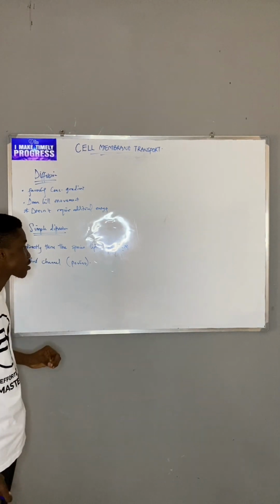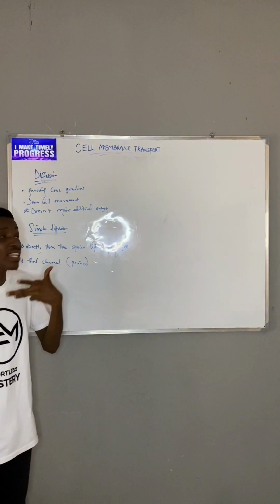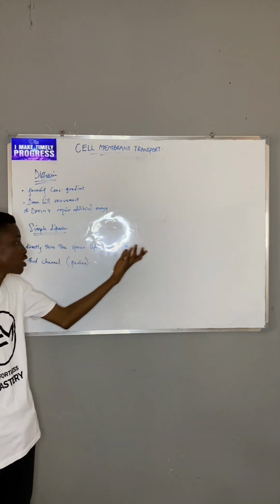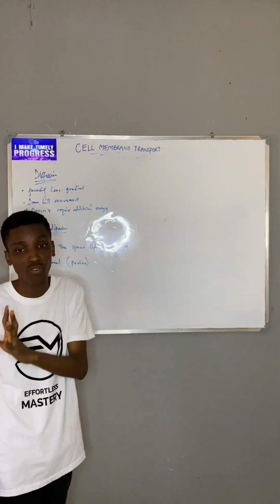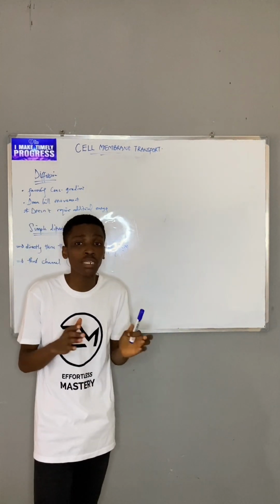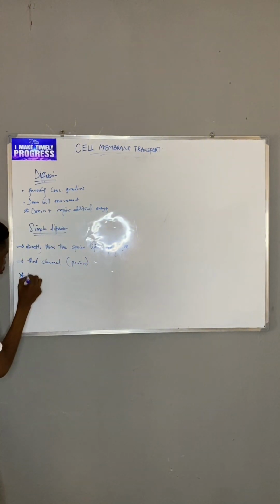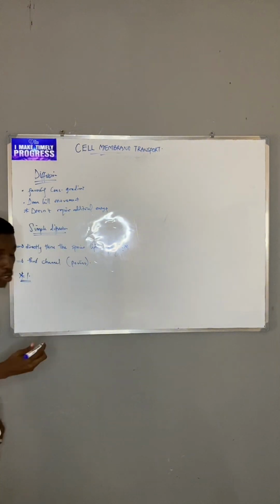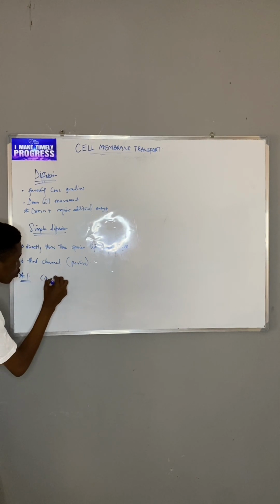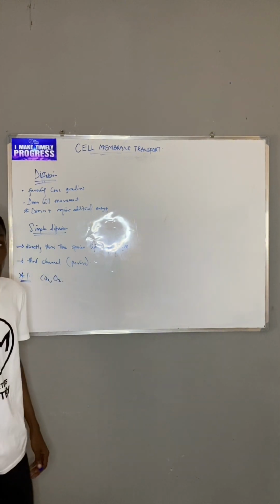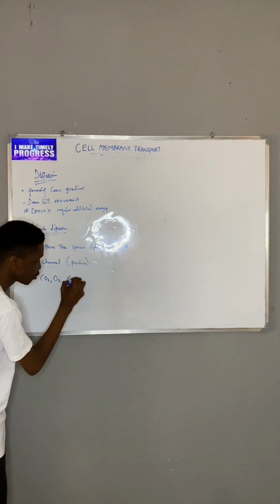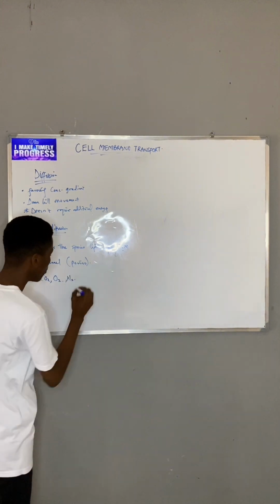So let's pick the first one. When we say things are transported directly through the lipid layer of the cell membrane, those things should be lipid soluble. A key example, so I could take star one. A key example of things that are lipid soluble, we could use CO2 and oxygen. Those are our respiratory gases. We could even have nitrogen, which is also lipid soluble.